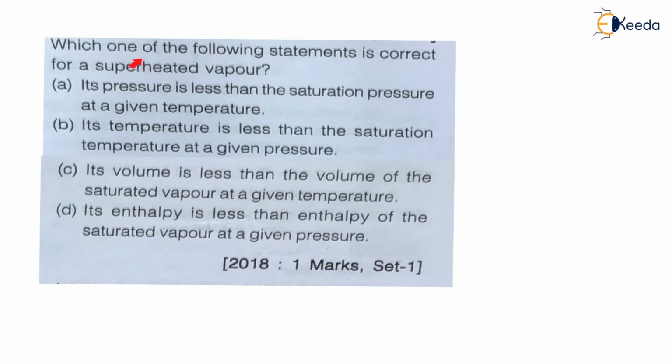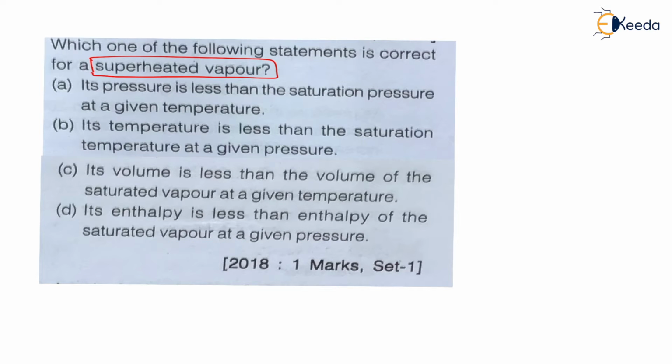Now the question is, which one of the following statements is correct for superheated vapor? There are 4 statements. Options are: its pressure is less than saturation pressure at a given temperature; its temperature is less than saturation temperature at a given pressure; its volume is less than volume of the saturated vapor at a given temperature; its enthalpy is less than enthalpy of saturated vapor at a given pressure.